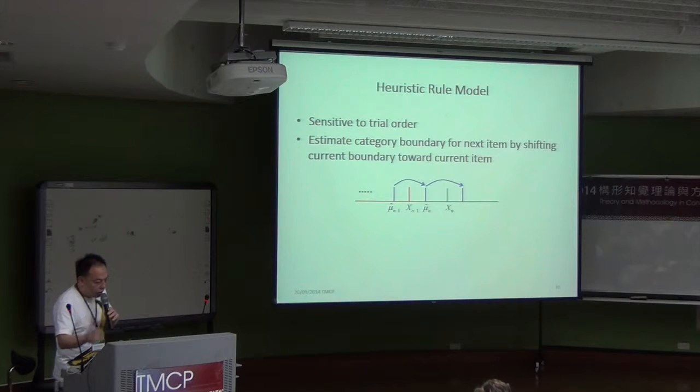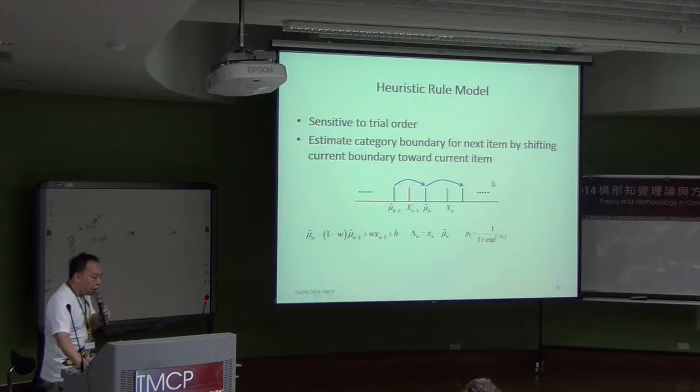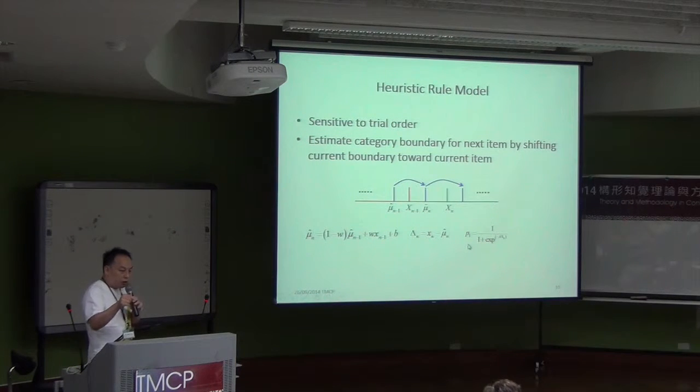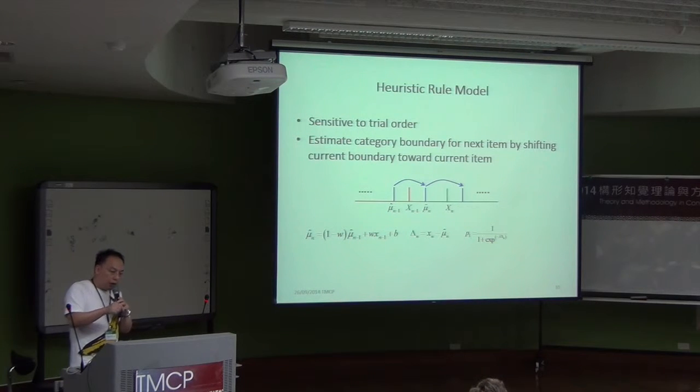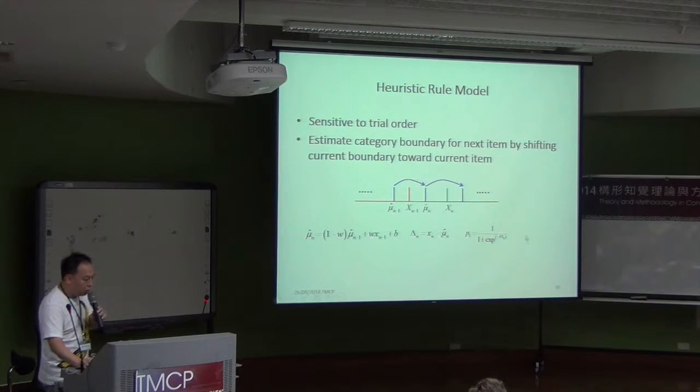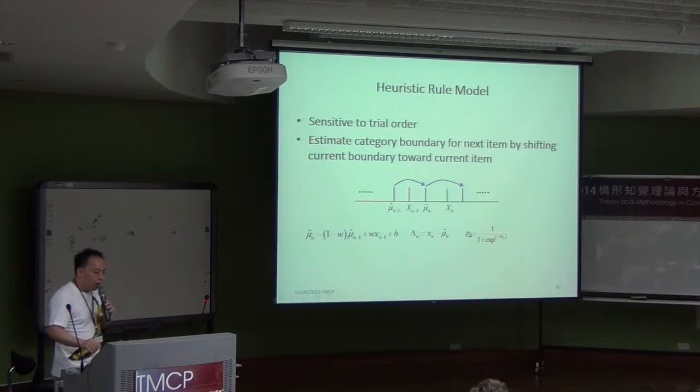So they just use the same way to go continuously and estimate the boundary of the next trial. Based on the difference between the stimulus of the current item and the boundary, they will use this sigmoid function to transform it to the probability of category A or category B.